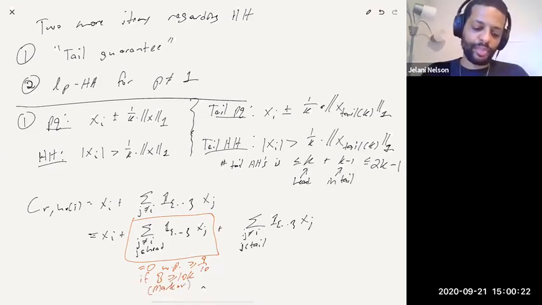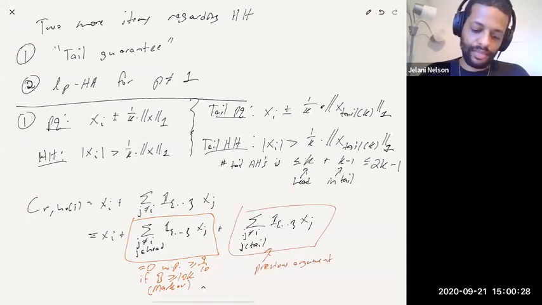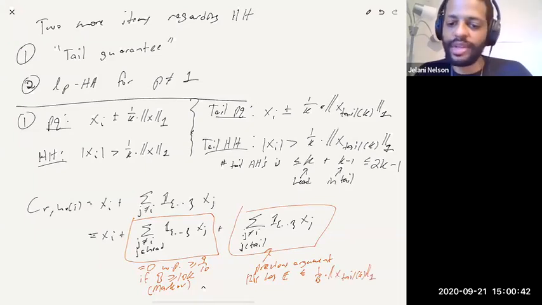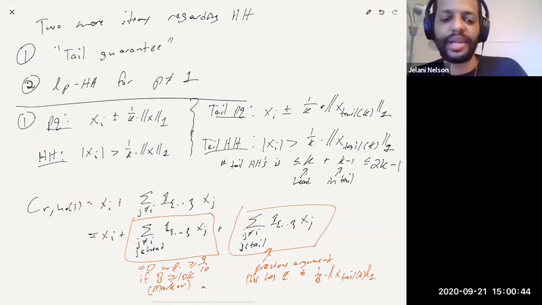And then you just do the previous argument on this part. This part has expectation at most 1 over B times the L1 norm of the tail. Right? And then you do the Markov on that, and you return the min, and it's just like before. So the analysis doesn't actually have to change by much.